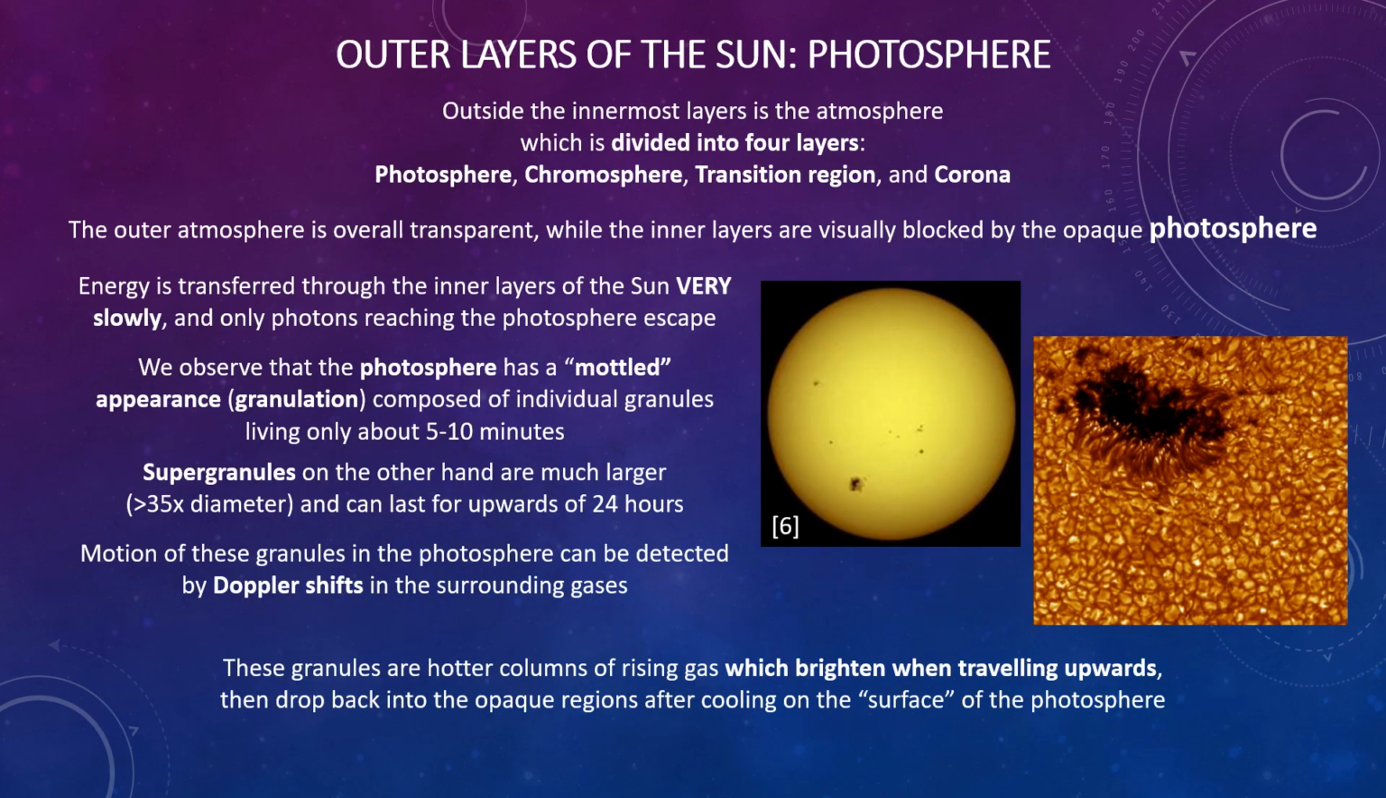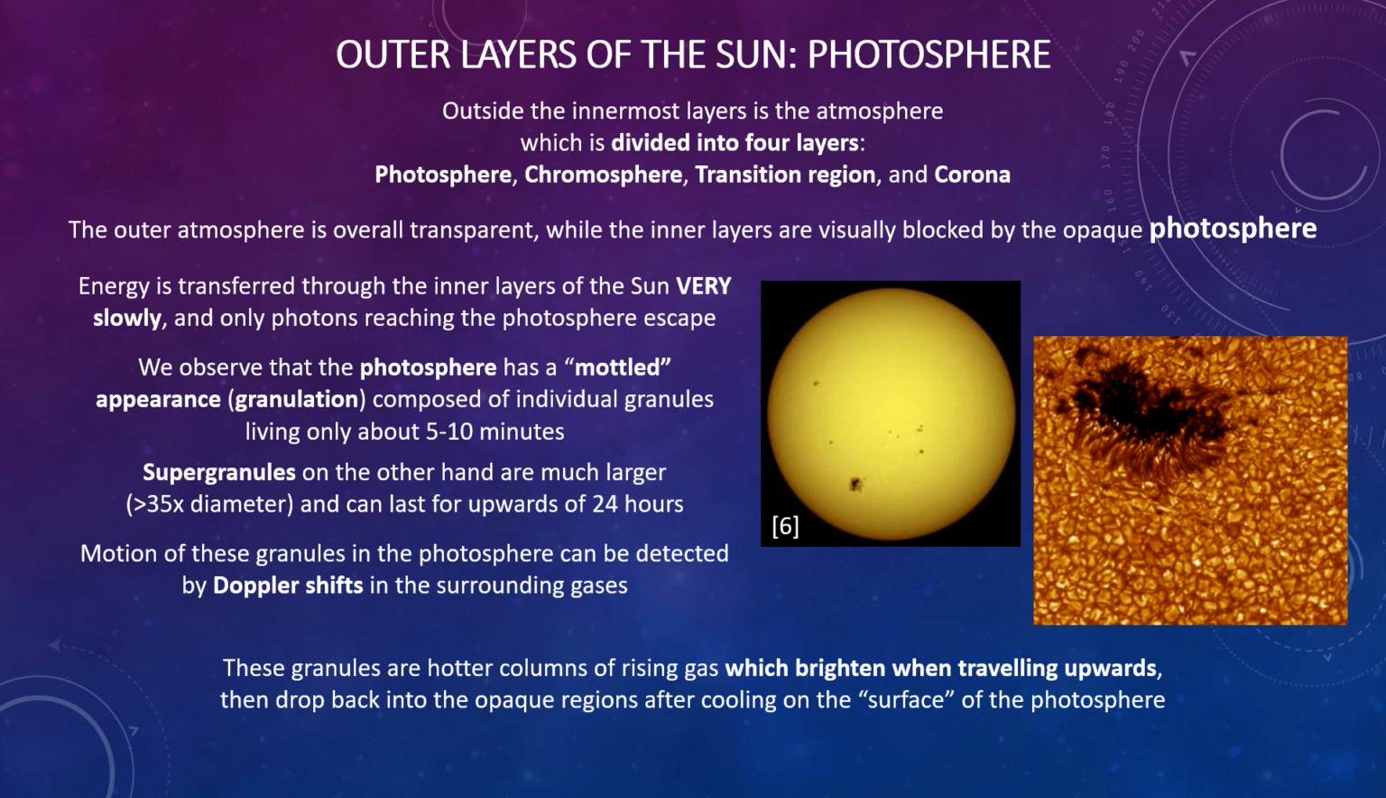So now we can talk about the outer layers of the sun, which are divided into the photosphere, the chromosphere, the transition region, and the corona. The outer atmosphere of the sun is overall transparent, while the inner layers are blocked visually by the opaque photosphere. Energy is transferred through the inner layers of the sun very slowly, as we talked about, with the photons being absorbed very quickly.